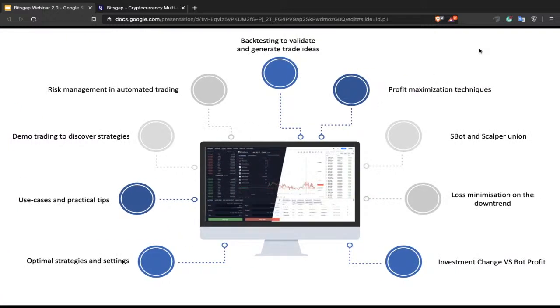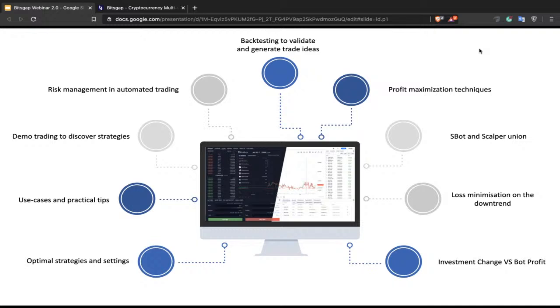Here is our today's agenda. As always, we will go through the optimal strategies and settings because we have some new updates to share with you, and that is why there are new optimal strategies to present. We have use cases and practical tips, as always, and demo trading for you to discover your own strategies and to test optimal settings for automated trading bots.